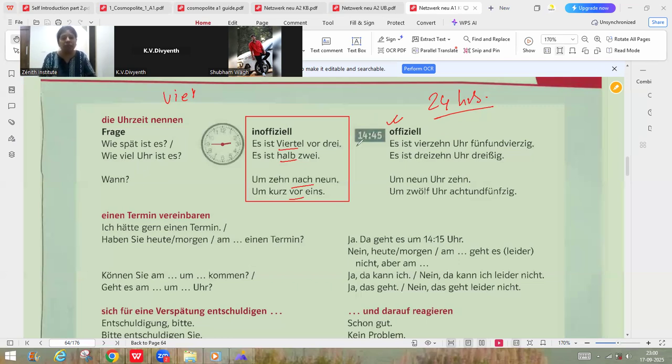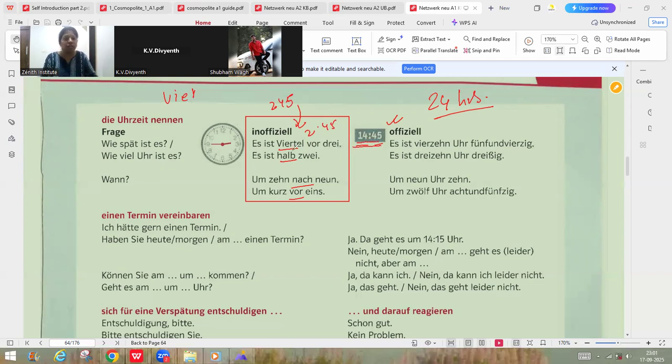For example, if it is 2:45. Here unofficially, how are they saying it? They are saying Es ist Viertel vor drei. That means it is 2:45. And still there is a confusion whether you are talking about AM or PM. But when you want to say official time, officially they say exactly the same way the time is.